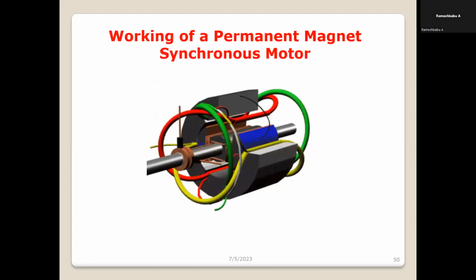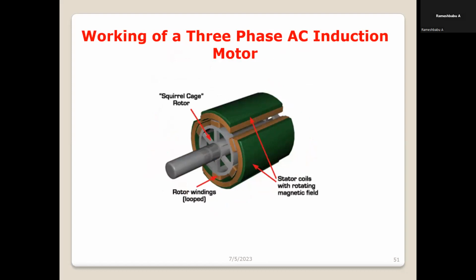Next, permanent magnet synchronous motors. The permanent magnet synchronous motor uses permanent magnets embedded in the rotor to create a constant magnetic field. The stator carries windings from the electrical supply, and the rotor follows the rotating magnetic field. That is a synchronous motor. Next, the three-phase induction motor is an electromechanical energy conversion device which converts three-phase input electrical power into mechanical power.